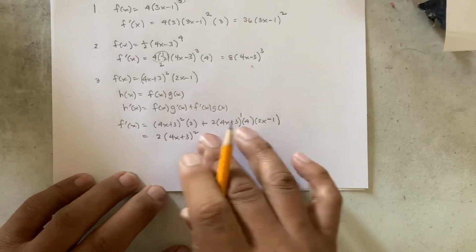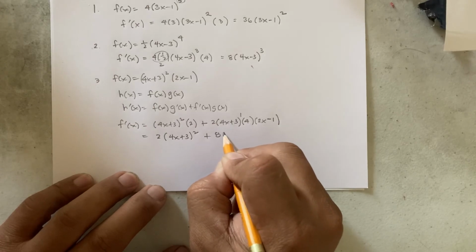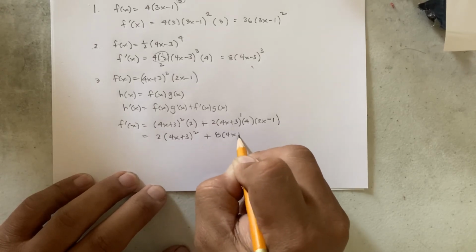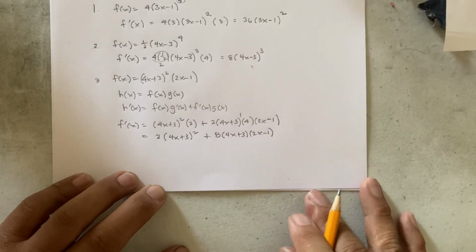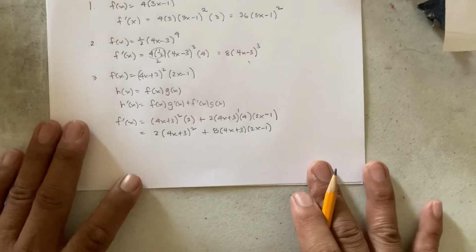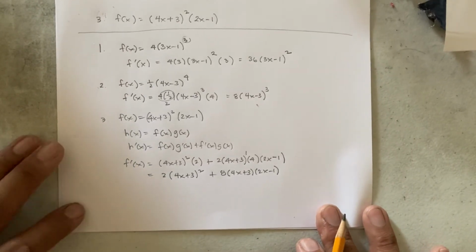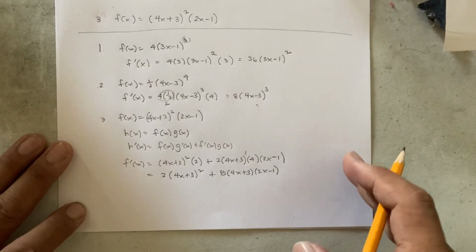You can do it. Let me just clean this up a little bit. This is 8, 4x plus 3, 2x minus 1. And you can leave it in that form. So what we talked about today is where there's a power rule, the product rule, and the chain rule.